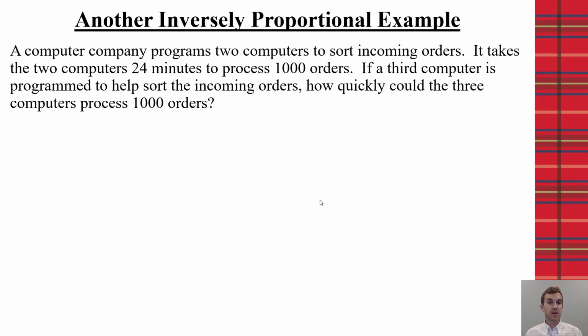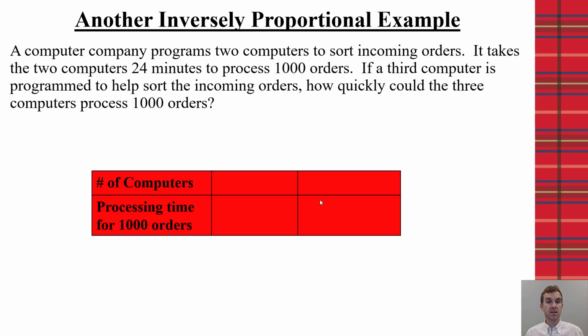Let's look at another example. Say a computer company programs 2 computers to sort incoming orders. It takes those 2 computers 24 minutes to process 1,000 orders. If they add a third computer, they want to know how quickly can they now process those same 1,000 orders. So if we think about the number of computers to the processing time, we had 2 originally taking 24 minutes. Now we're going to go up to 3 computers.